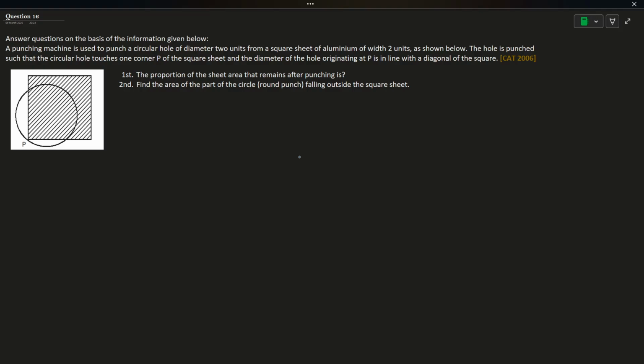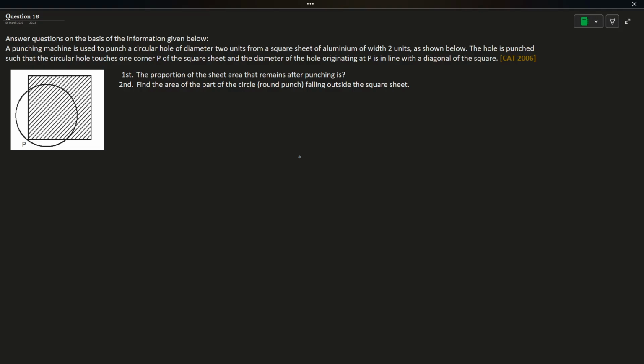in such a way that the circular hole touches one corner of the square sheet, which is marked by P as shown in the figure, and the diameter of the hole originating at P is in line with the diagonal of the square. That means if we connect the diagonal from P to the opposite end, that line will also be the diameter. Some portion of that diagonal will be the diameter of the circle or the hole.